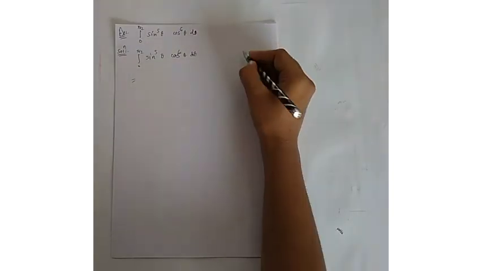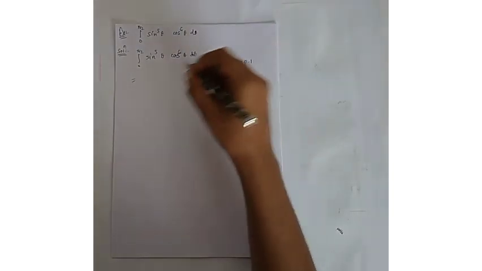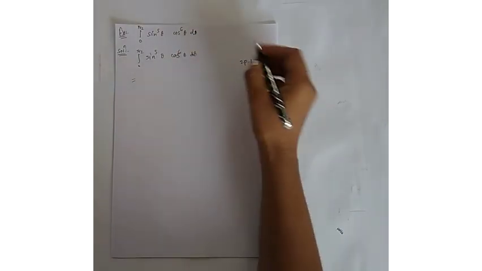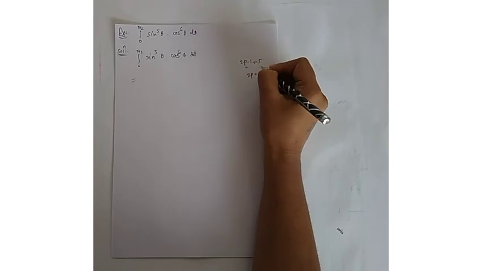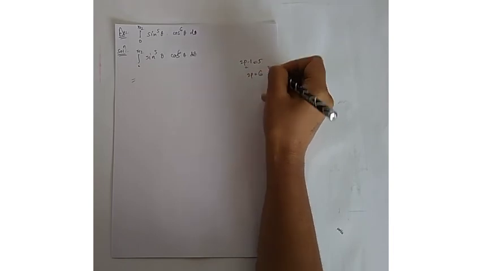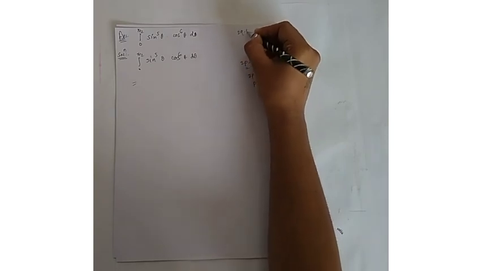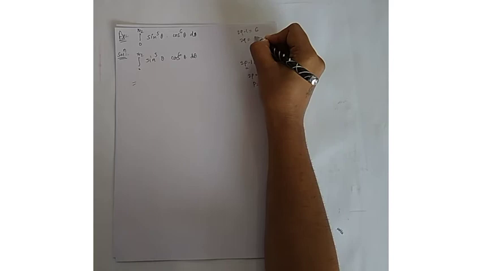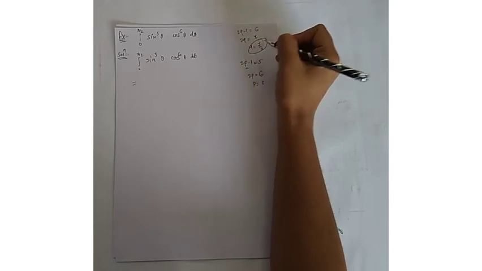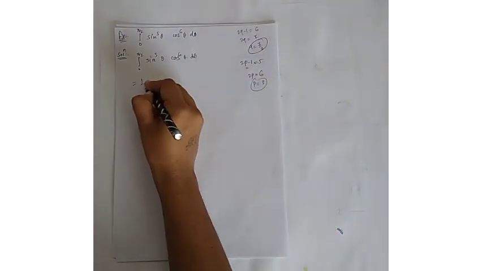For that we have to find 2p minus 1, which is the power of sine, and here it is 5. So find the value of p: 2p is equal to 5 plus 1, that is 6, and p equals 3. Also find 2q minus 1. Here the power is 6, so 2q is equal to 6 plus 1, that is 7, and q is equal to 7 by 2. So we get the values of p and q.